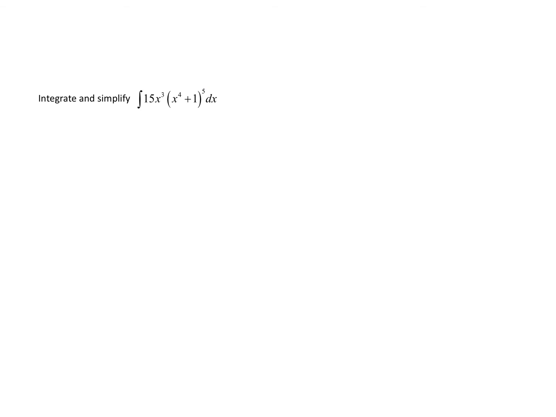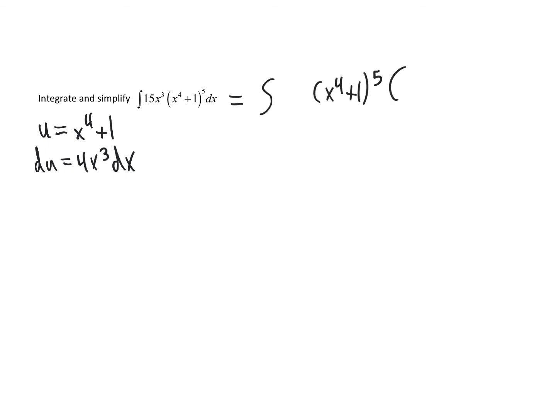Here's another example where we're going to use substitution. u equals x to the 4th plus 1. When we take the derivative of this, we get 4x cubed dx. Now, I know I want x to the 4th plus 1 to the 5th, and I need 4x cubed dx so that I can substitute for du. We already had the x cubed, but we didn't have the 4.